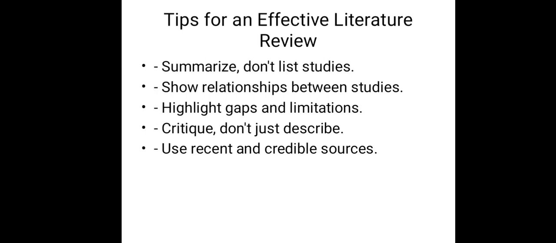So the tips that you should follow for effective literature review. Number one is summarize. Don't list studies. Summarize, don't say everything. It's tempting to say everything that your friend had said, but just know what you want to get from each study that you find. Just know it's relevant and know what you want to get from there.